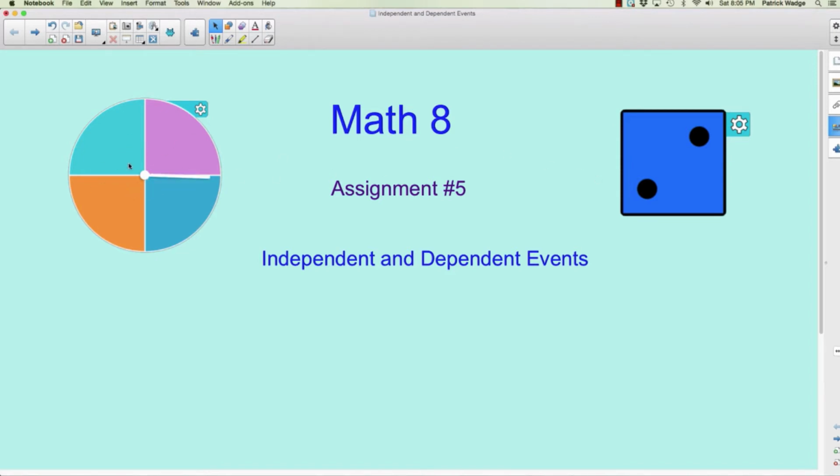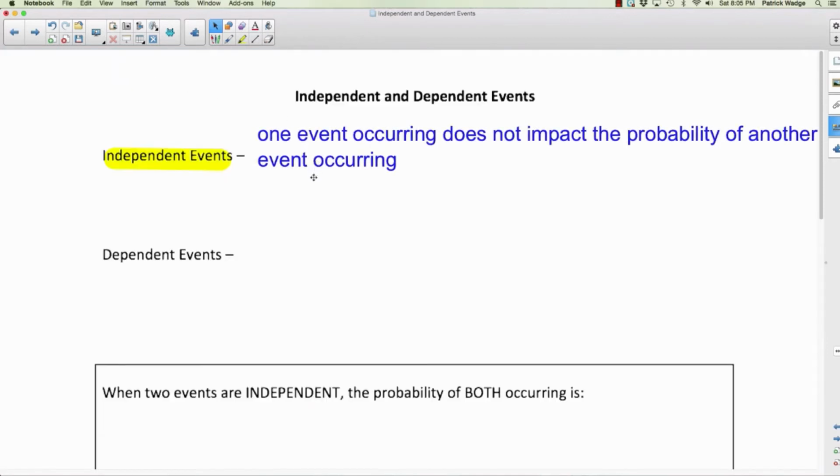So whatever I get on this spinner right here, orange would have been nice, but the fact that I got pink, does that impact the probability of what I get over here? No, it doesn't matter what I get here. I get pink here, I get this blue here, I get an orange here. Whatever I get, it makes no difference to the probability here. The probability of me getting a 5 here is still 1 out of 6, right? No matter what happens on the spinner, it has no impact on the probability of getting a 5 or the probability of getting a 3 here. So with independent events, one event has no impact on another event.